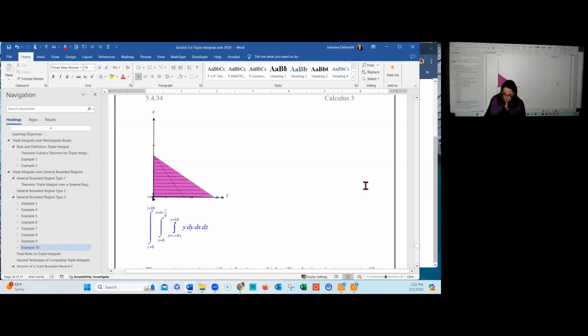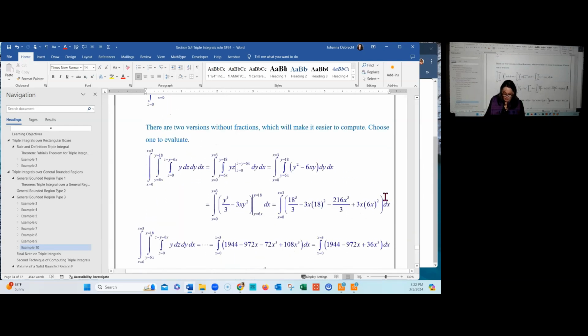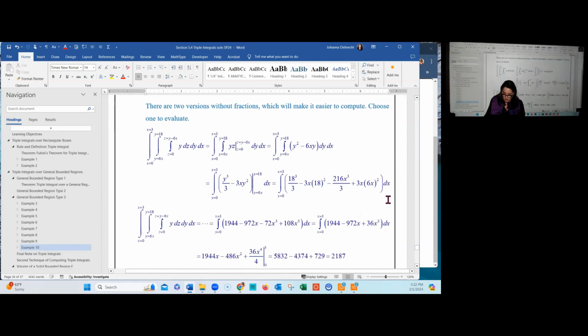And again, you can go ahead and evaluate all of them. There are two versions that don't have fractions, so choose whichever of those you think might be easier to evaluate. I chose to take a look at this particular one and wrote out all the details for you. And notice that we do come up with exactly the same value that we did earlier on.